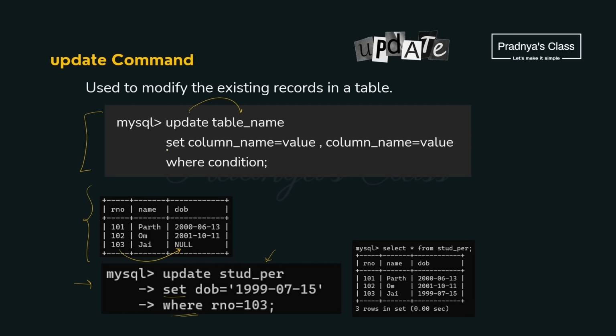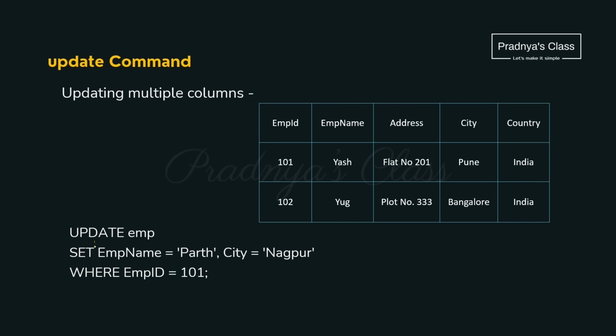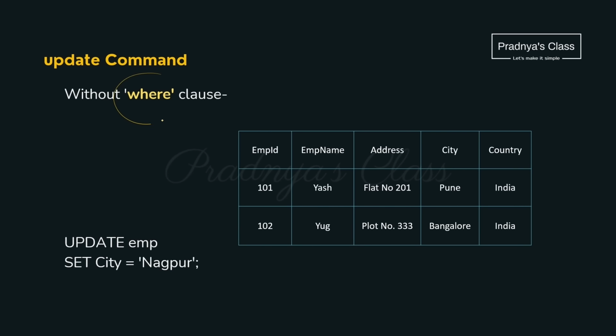Update table name, set column name. This column name you will have to mention from the table, and what the value you want to set, that you will be writing here along with where condition. Otherwise it will update all the date of birth. So if required, write the condition. If you want to update more than one column, you can do it by separating it with comma. If you will not write condition with the where clause, the updation will happen in all the columns.